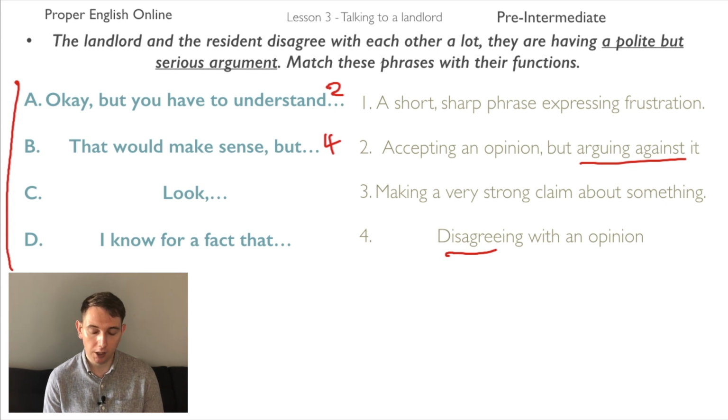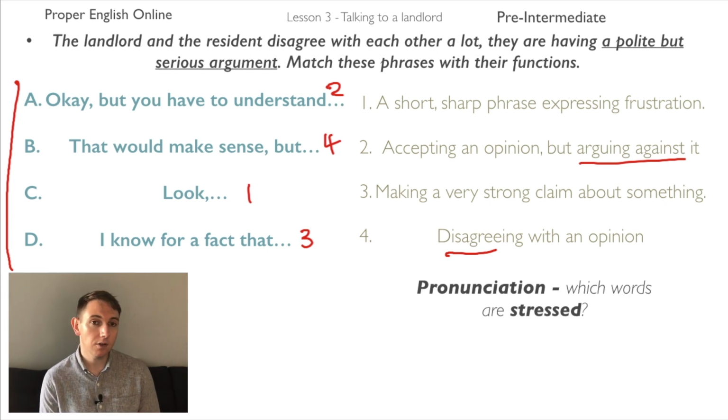How about C though? Look. We heard Nicola say this, I think, or maybe it was the landlord who said, look. Now this is a short, sharp phrase showing frustration. If someone is annoying you, before you speak to them, you might say, look. As in, please stop and listen to me. It shows that you're frustrated. And the last one, I know for a fact that. This one here is making a very strong claim about something. So Nicola said, I know for a fact that other residents have complained. She knows it. She's very clear. She knows that's true.